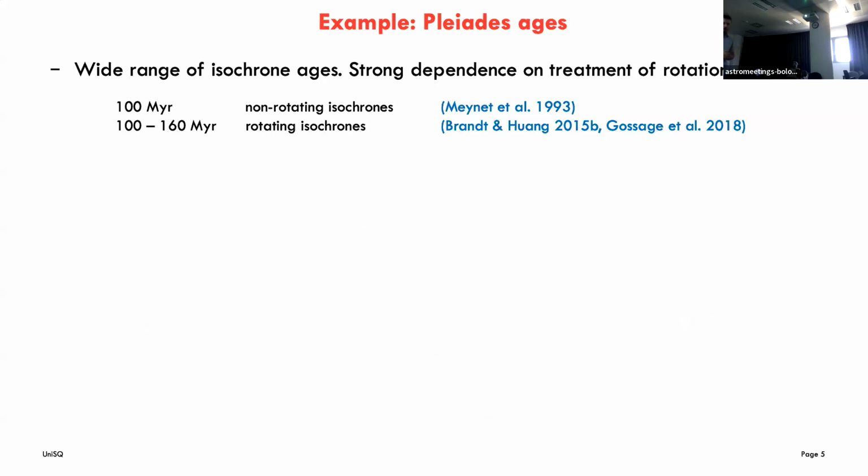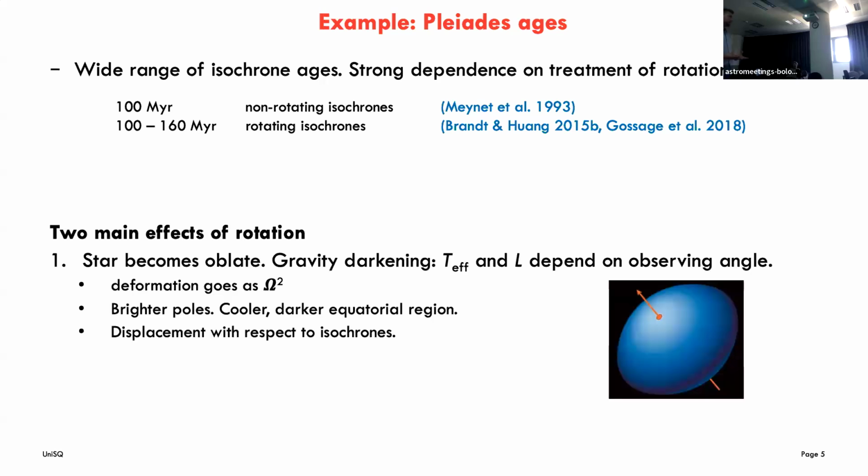So for a familiar example, we can turn to the Pleiades. The Pleiades is a young nearby open cluster. You would expect us to do pretty well at inferring an age. But we actually find a wide range of ages in the literature from isochrones, and that can depend on how you treat rotation. So you get a 60 mega-year difference whether or not you include rotation. It's a huge difference. And that's because of two main effects.